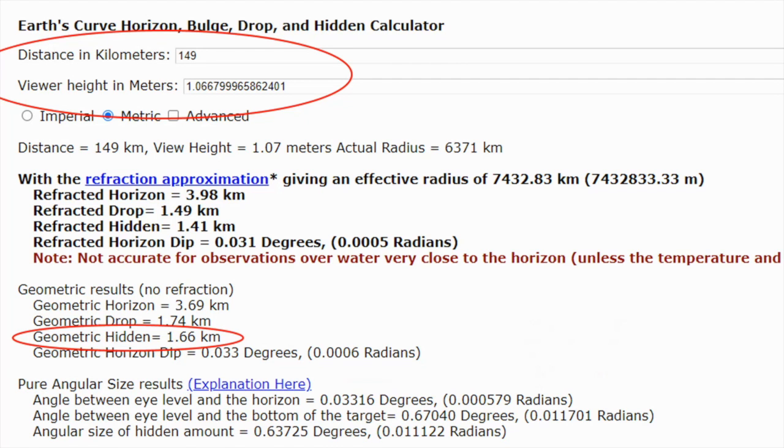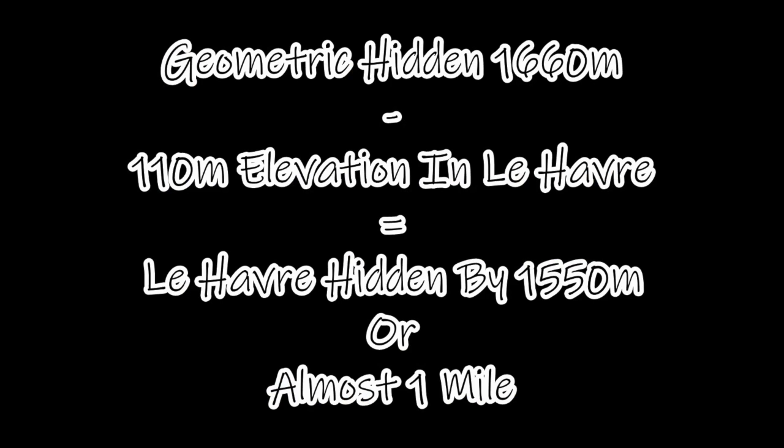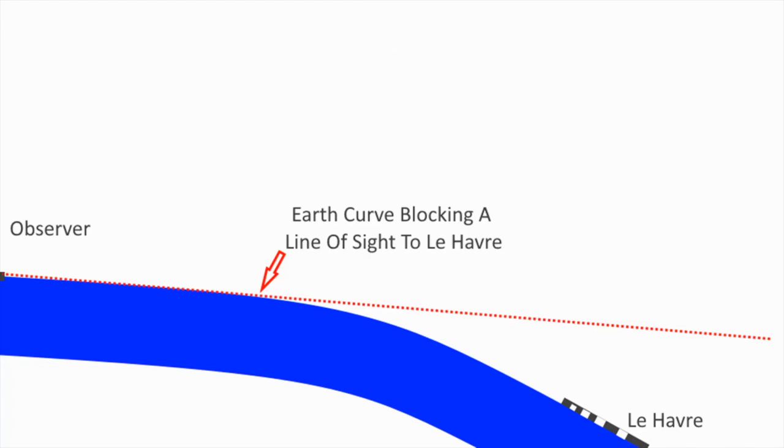From an observer height of 3.5 feet and looking at Le Havre, there should be 1.66 kilometres of geometric hidden, or in metres that would be 1,660 metres. The highest part of Le Havre is just 110 metres. This means that Le Havre is 1,550 metres, or close to a mile, behind the curve. In other words, we should not be able to see it. The physical edge of the globe would cut off the direct line of sight to it.